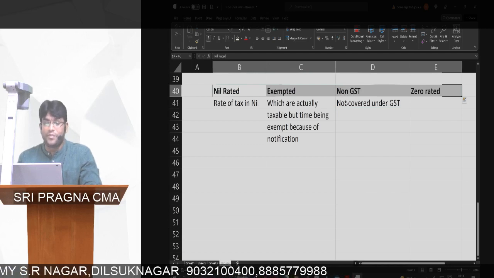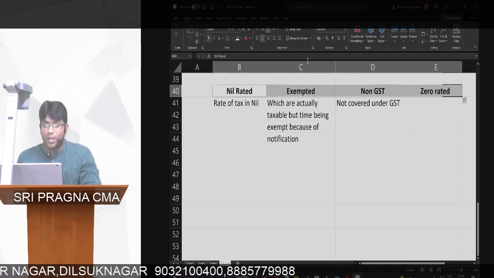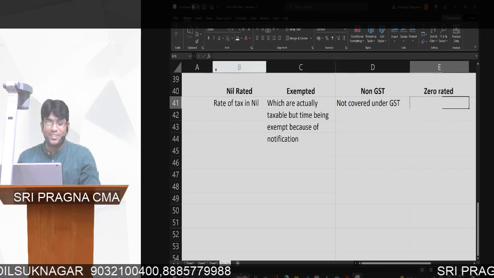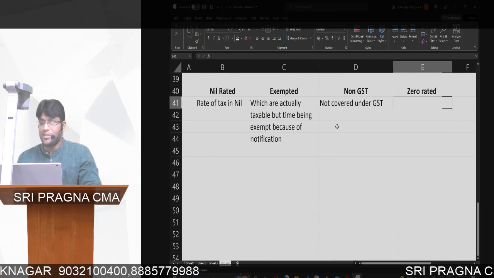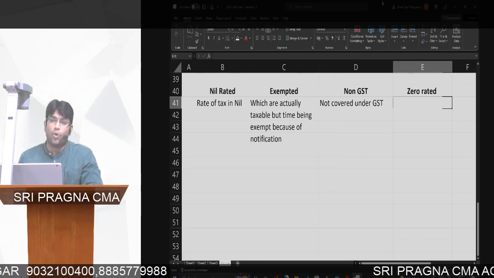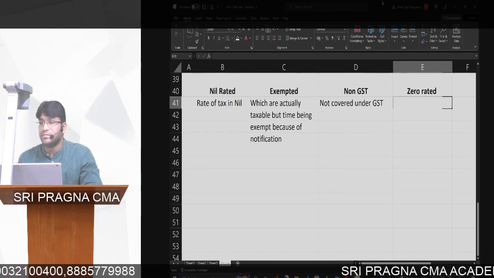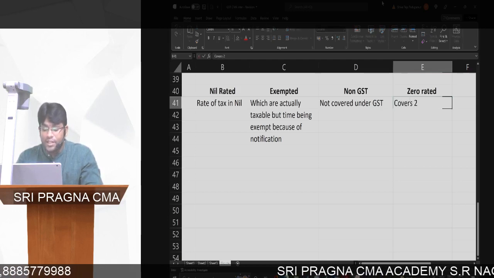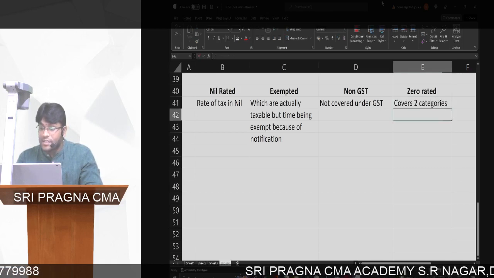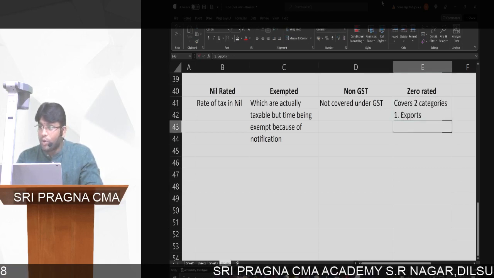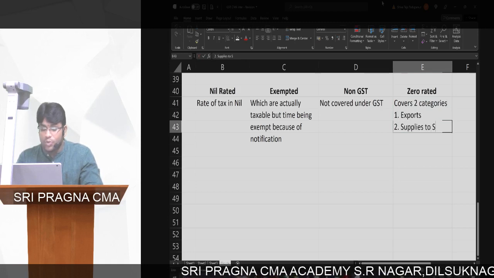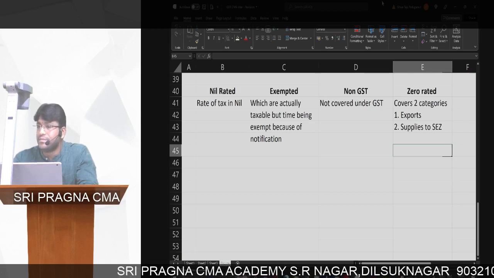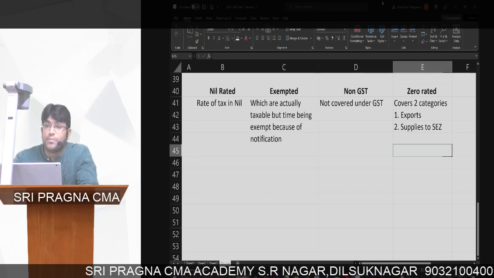Example? Wonderful. A lot of concept. Right. What is the last one? Zero rated. Zero rated means the rate is zero. Zero rated supply only covers two categories. Number one, exports. Number two, supplies to SEZ. What is SEZ, sir? Special Economic Zone. Friends, getting clarity, everybody? Speak out.